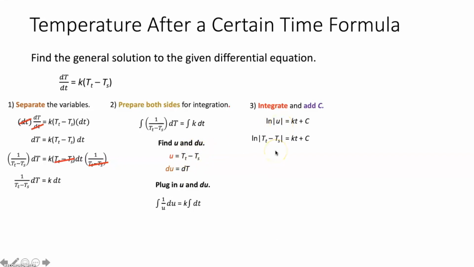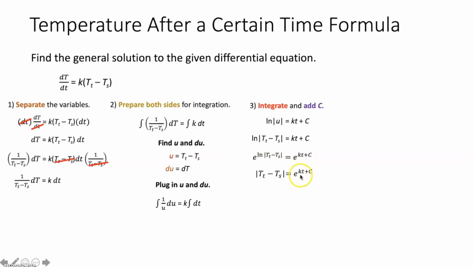Now I need to solve for T sub T, because the whole goal of this was to get the equation of a temperature after a certain time. So we need our equation to be set equal to T sub T, the temperature at a certain time. So how do I solve for this? Well, I need to get rid of this ln, so I'm going to take the e of both sides, and I do that because over here, the e and the ln are just going to cancel each other out, and on this side, we have e to the kt plus c now.